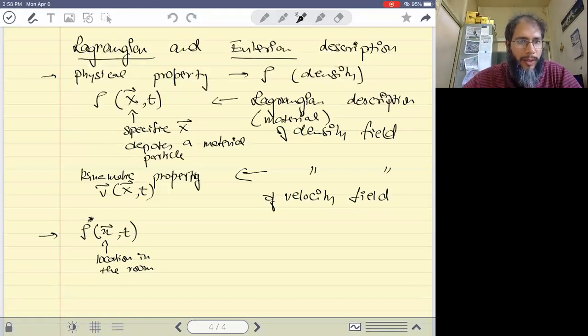What this function will tell us is the density of the particle lying at that position in the room at that time. If I give small x as 1,2, and some value of t, let's say t equal to t1, then at t equal to t1, at the spatial location 1,2, whichever particle is lying there, this function will tell me the density of that particle. This description in terms of spatial locations at all times is called the Eulerian description.